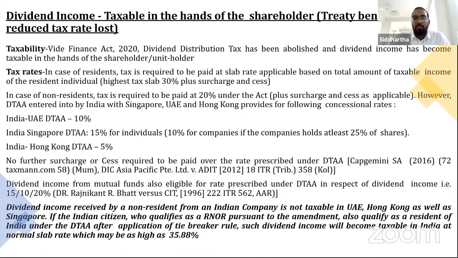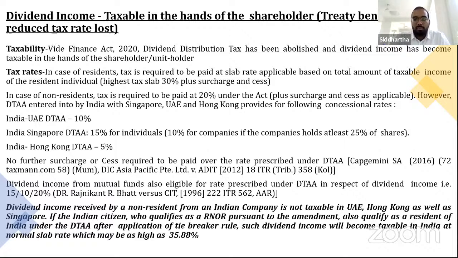Now, being a non-ordinary resident, you are liable to pay 30%. Even so, there are certain DTAAs which provide a lower rate than the Income Tax Act. So while applying tax rates for a non-resident, we have to see both the DTAA and the Indian Income Tax Act. Whichever is beneficial for us, we have to take those rates.